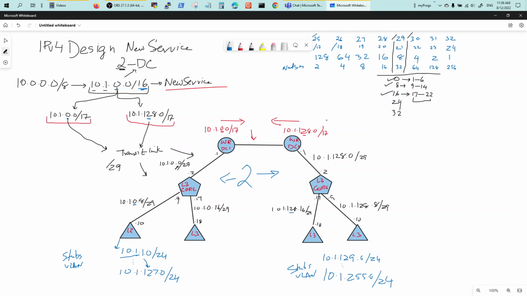The more the number of sites grows, the more complex this becomes. But this is a typical 2 data center design where you can go and implement a new service based on the /16 that is available for you. I hope this helps.